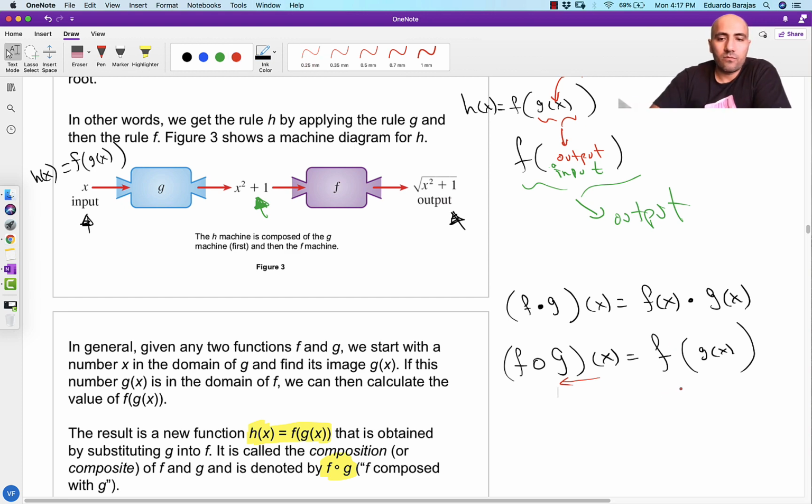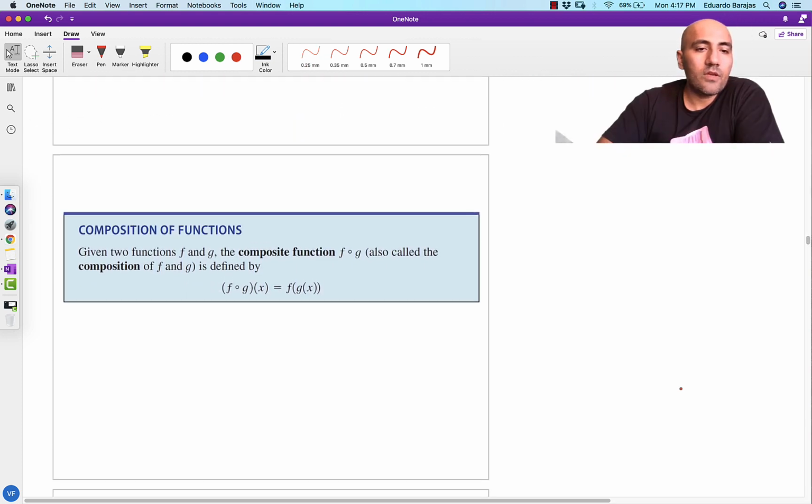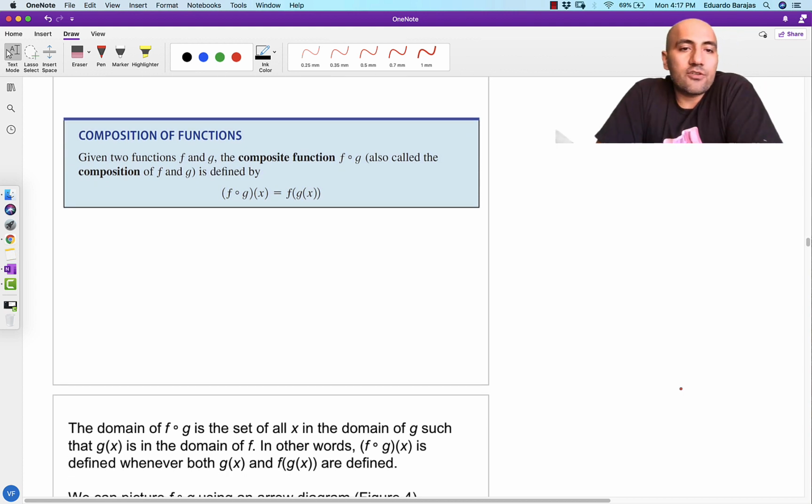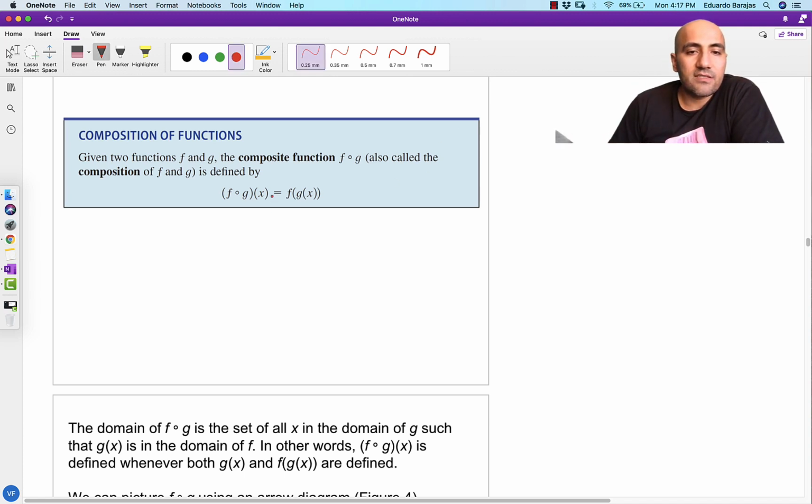All right, moving on. So composition of functions. Given two functions, f and g, the composite function, f composed with g, also called the composition of f and g, is defined this way. F composed with g of x is equal to f of g of x. Right, so this is really important in this section, this chapter. Again, not to be confused with multiplication of f times g.